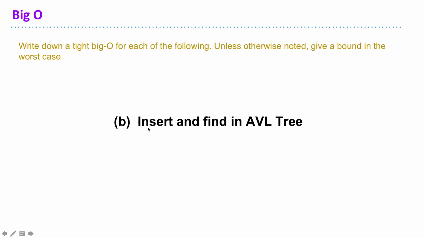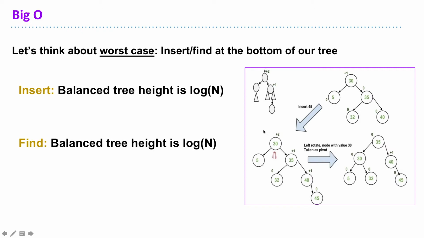The next question asks us to find the worst case for insert and find in an AVL tree. So we can think about what our worst case AVL tree is. It turns out that our worst case actually isn't that bad. One thing that we know about AVL trees is that they're balanced. And because they're balanced, we can guarantee that they have a height of log n. So when we're trying to insert something, we need to insert it at the bottom of the tree, which means that we'll have to do log n iterations to find where to insert it.